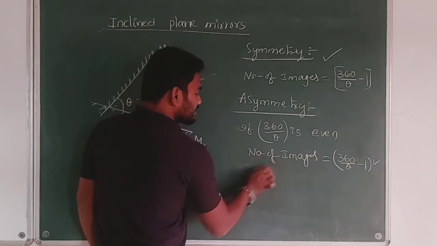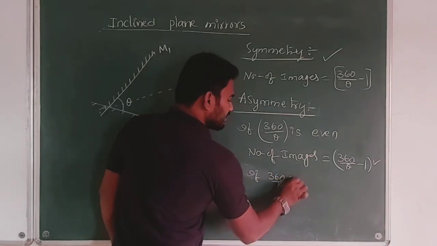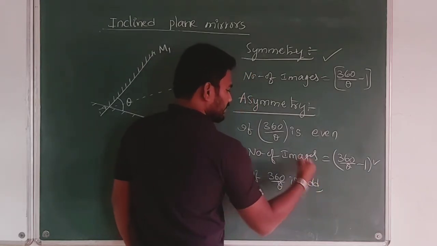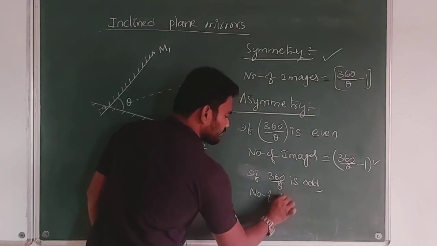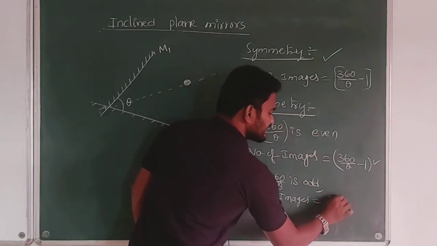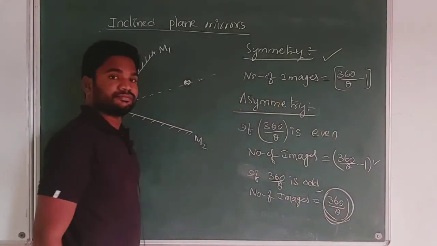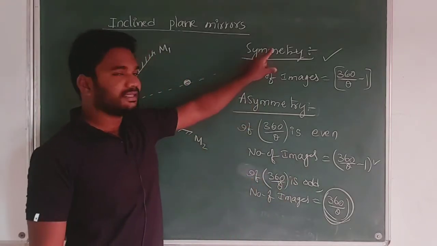Else, if 360 by theta is an odd number, then the formula is, write down, the number of images is equal to 360 by theta itself. That's all. Make a note of this, students. I think it is clear for you.